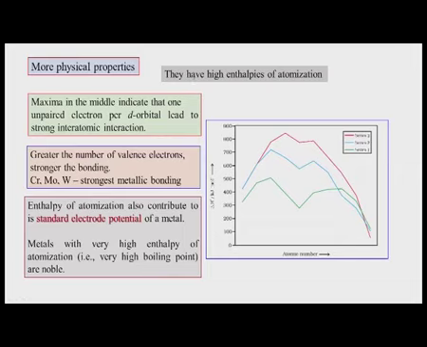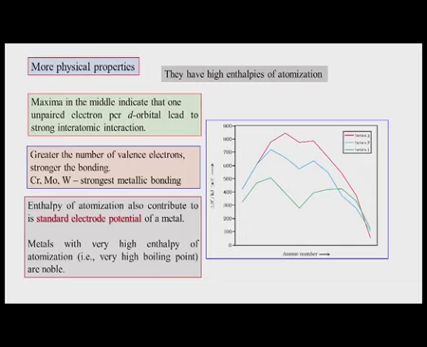So, already we have seen that a very high enthalpy of atomization does contribute to the melting point. Metals with a high enthalpy of atomization also have a very high boiling point, and are noble also. Noble means that they are not very reactive. So, noble metals, we all know that gold is a noble metal, platinum is a noble metal. All these metallic states have basically a different amount of this atomization.